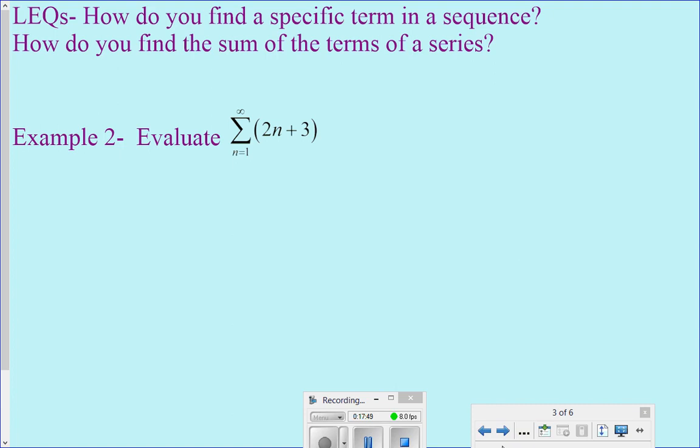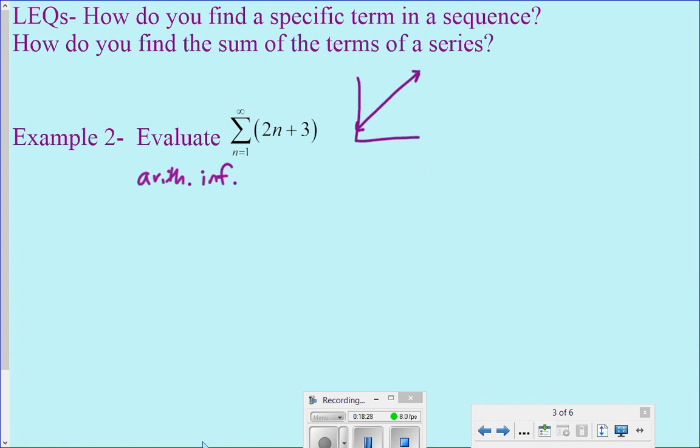This time we have what we can tell, hopefully by looking, is an arithmetic infinite. Hopefully you're seeing why that is. Infinite because of the infinity symbol as the upper index, and arithmetic because we have a linear equation. So let's think about the graph here for a moment. If I graph y equals 2x plus 3, I'm getting that line, right? So as the x values are increasing, what's happening to my y values? They just keep getting bigger and bigger.